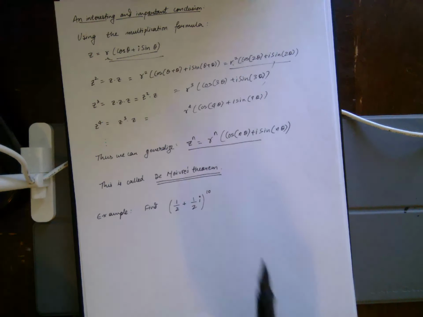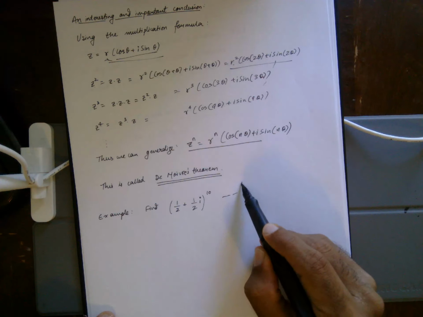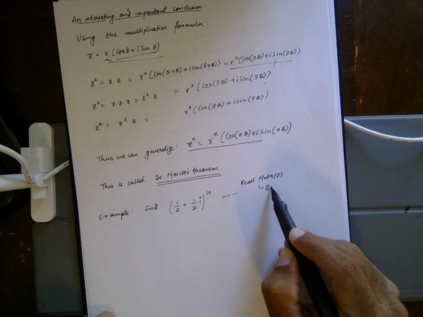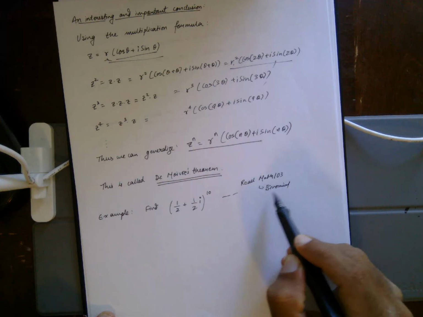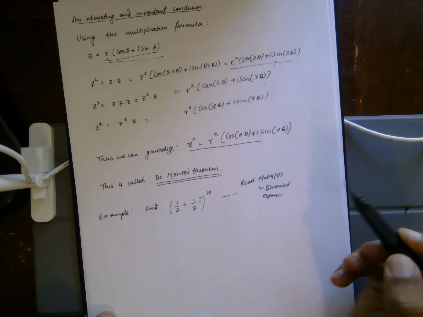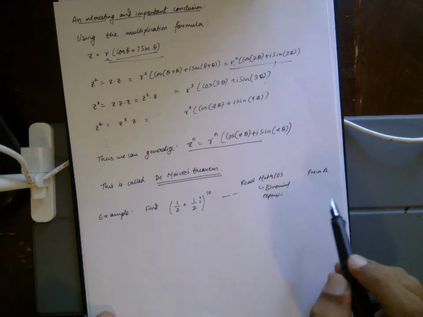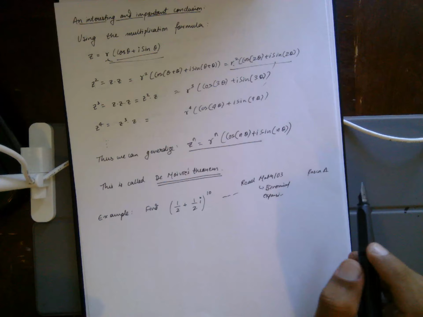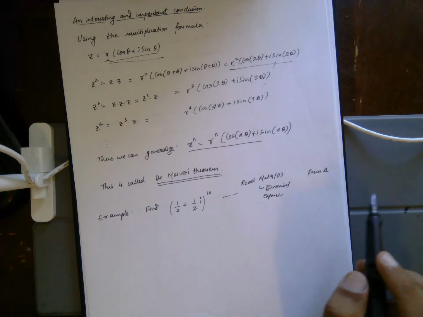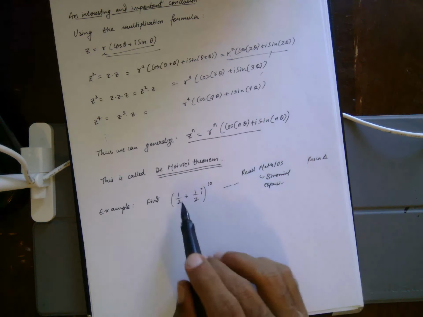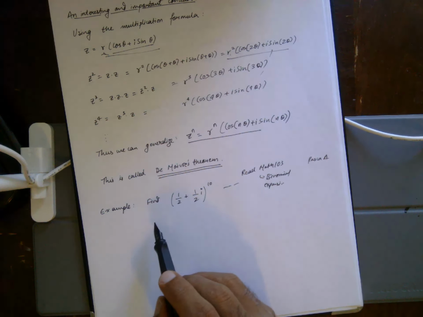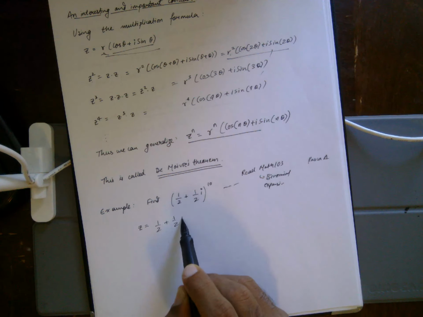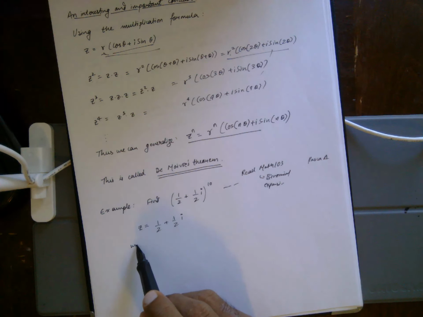Example, let's say you want to find this. Now recall, one way to do this from Math 103 is to use the binomial expansion. You can shorten that using Pascal's triangle, find the coefficients, find all those 10c1, 10c2 terms, and figure out the powers, which can be complicated. Here's how we can do it in an easier way. Let z equal 1/2 plus 1/2 i. I'm going to write this in polar form.